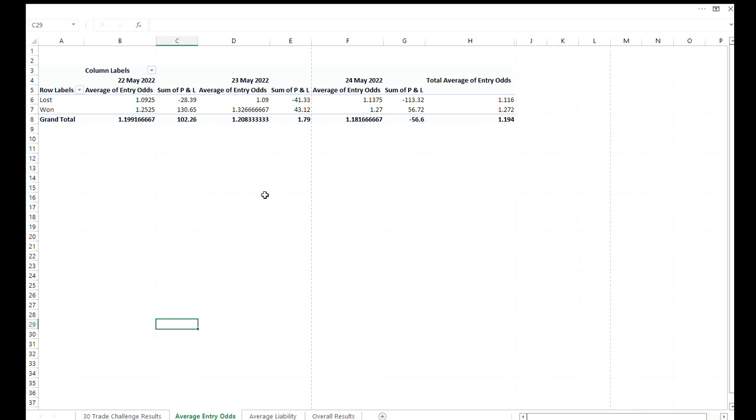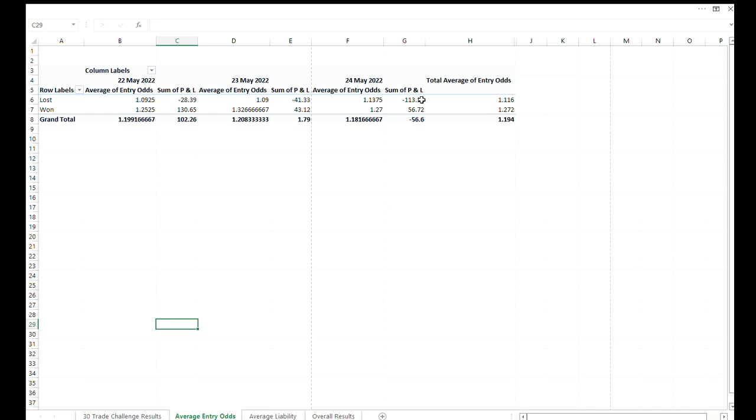And then on the final day, I suppose I'd learnt a bit and when I laid low, it was still higher than before, and it averaged out at 1.13. But look how much I lost. Oh my gosh, £113.12. And when I laid at 1.27, I made 56. So overall, total average of entry odds was 1.27 when I won and 1.11 when I lost.